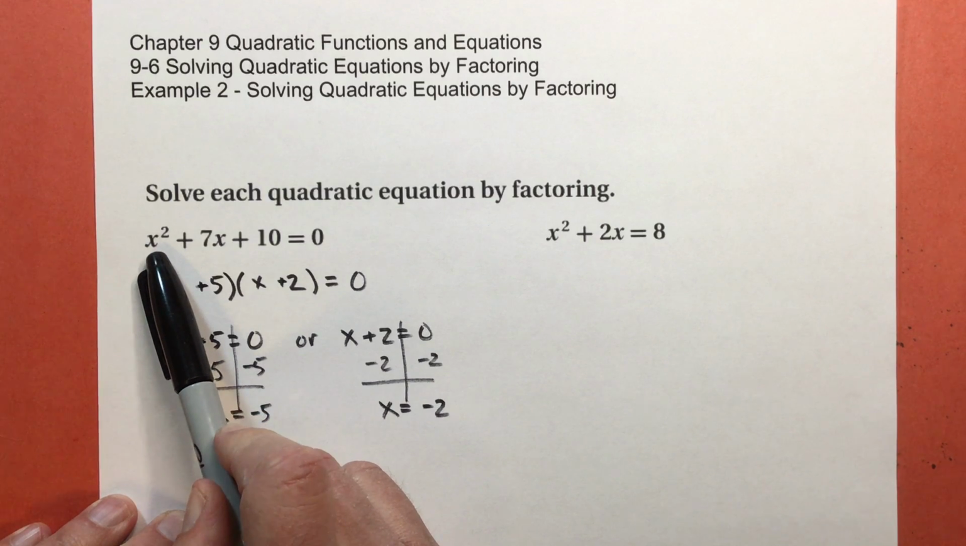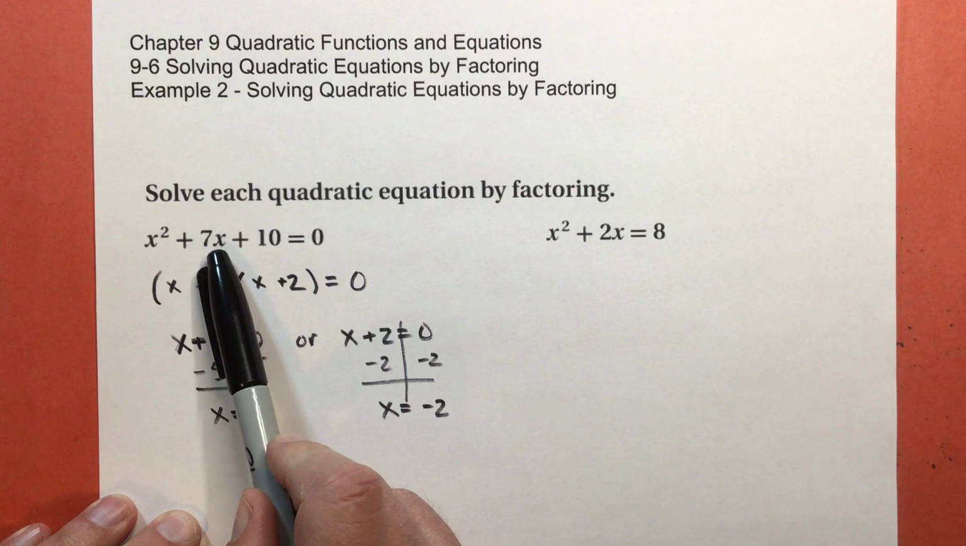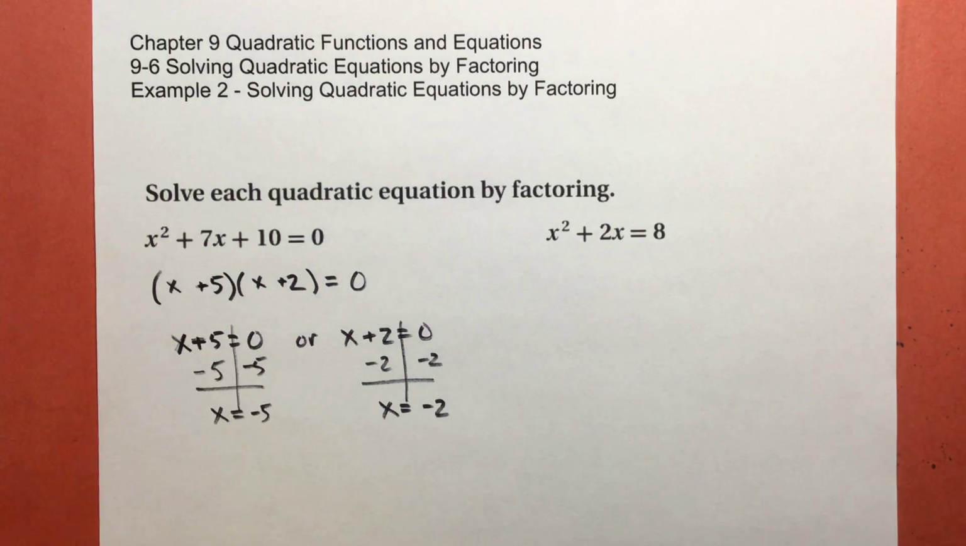Let's try negative 2. Negative 2 squared is 4. 4 plus 10 is 14. And 7 times negative 2 is negative 14. So 14 plus negative 14 adds up to 0. So you can do that to check your work every single time to see if you got the correct factors. All right, let's look at the second one.